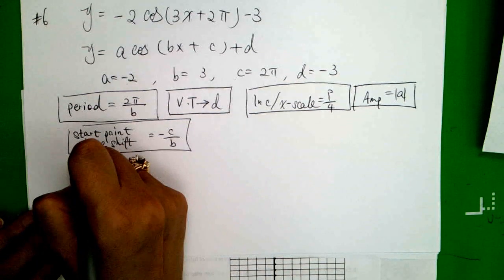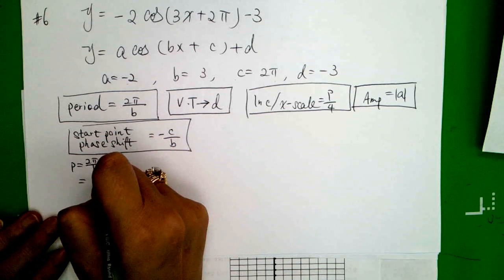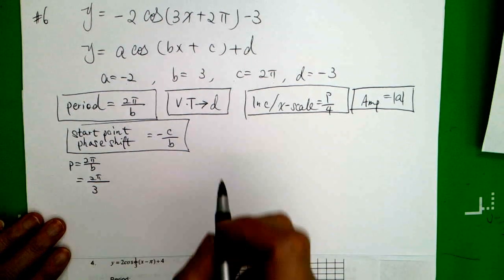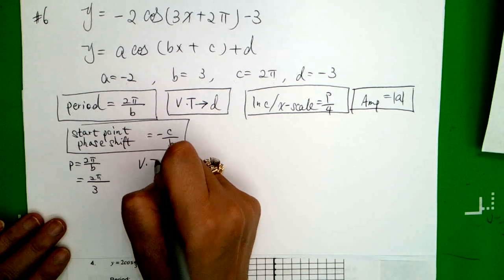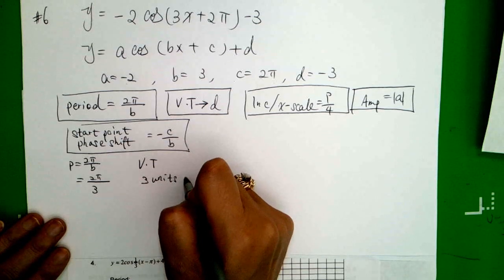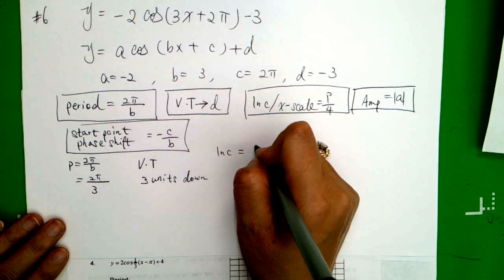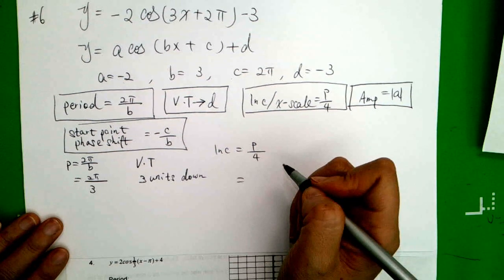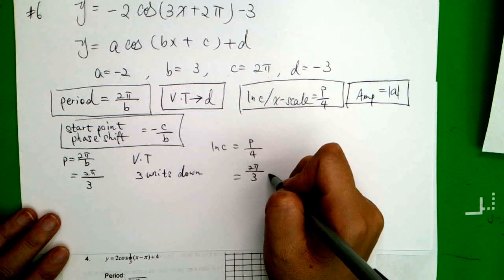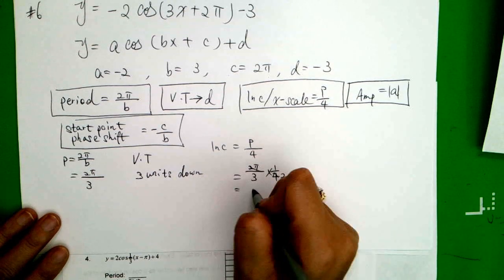So the period of the function p equals 2 pi over b, which equals 2 pi over 3. And then you will have a vertical translation, which is 3 units down. The increment of the function will be the period divided by 4, and that is 2 pi over 3 divided by 4, which is multiplied by 1/4, and when you reduce this, you get pi over 6.